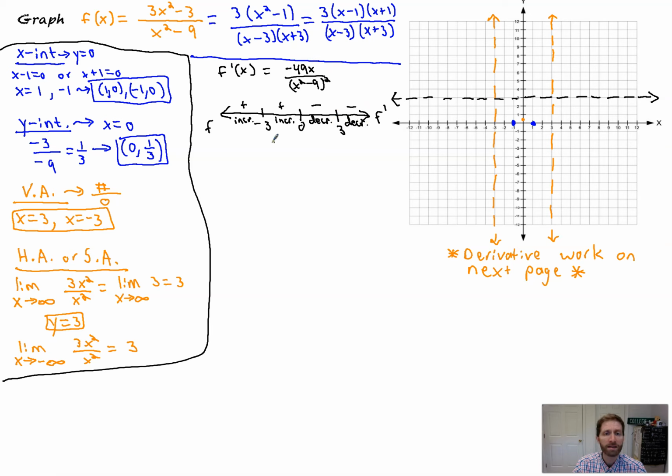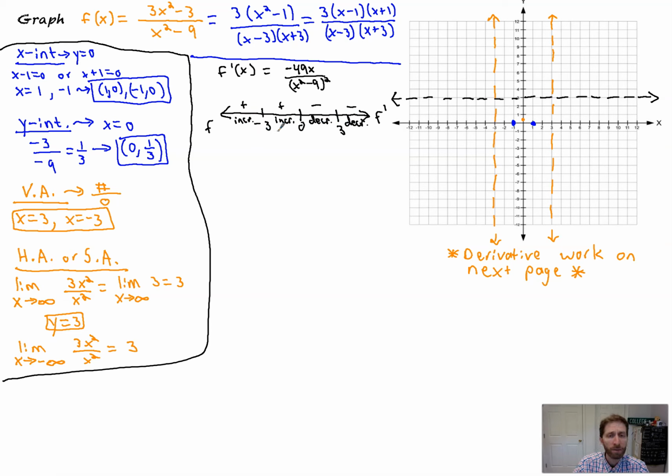So now keep in mind that we could not have had a relative max or min at negative 3 or 3, because those are places where we have vertical asymptotes. But we still could have changed increasing to decreasing or vice versa there. So that's why we have to check at the vertical asymptotes. The critical numbers always get checked, even if there's an undefined point.